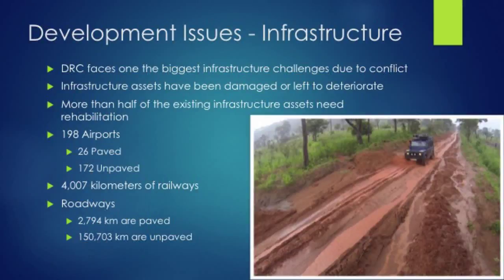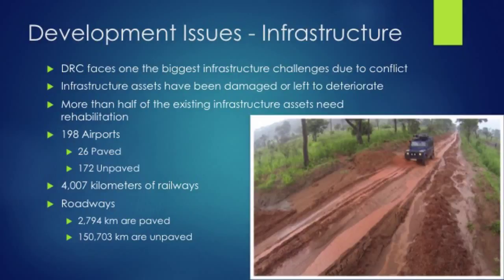Next, I'm going to talk about the weak and poor infrastructure that the country has. The Democratic Republic of the Congo suffers a lot of their infrastructure problems due to the conflict and wars that are happening. Infrastructure assets have either been destroyed or have been ruined due to the conflicts that are taking place. More than half of the existing infrastructure needs rehabilitation. Currently, there are 198 airports in the Democratic Republic of Congo. Only 26 of those are paved, which means that 172 of those are unpaved.